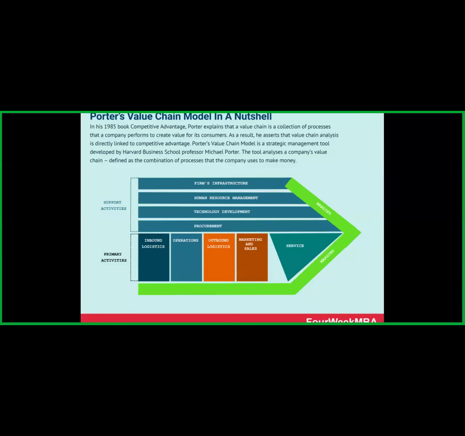And if the company is providing excellent support activities, even then they have shown that the margin of profit will be limited or less as compared to the margin we will be getting when our primary activities are excellent.